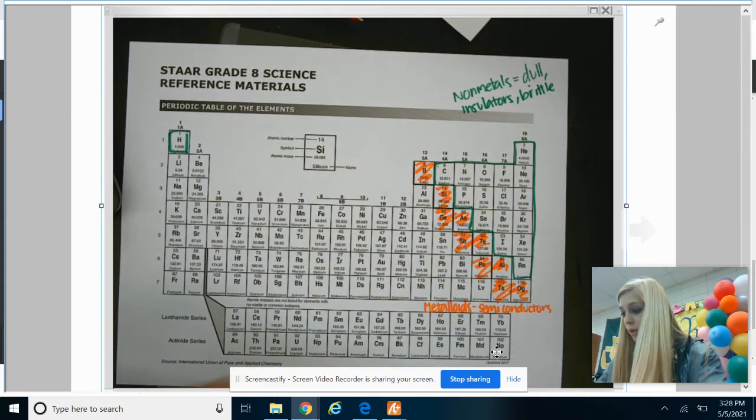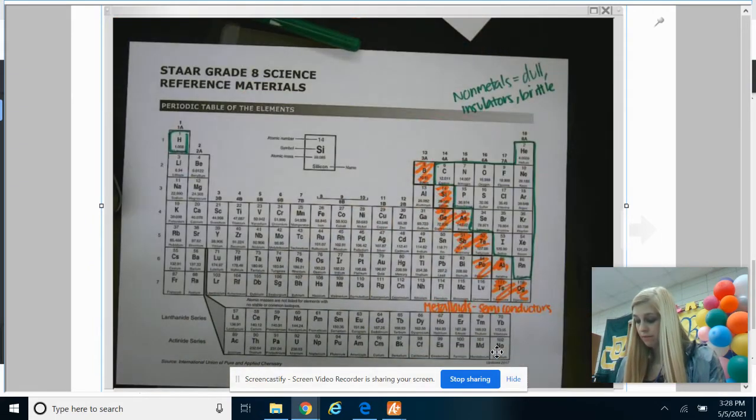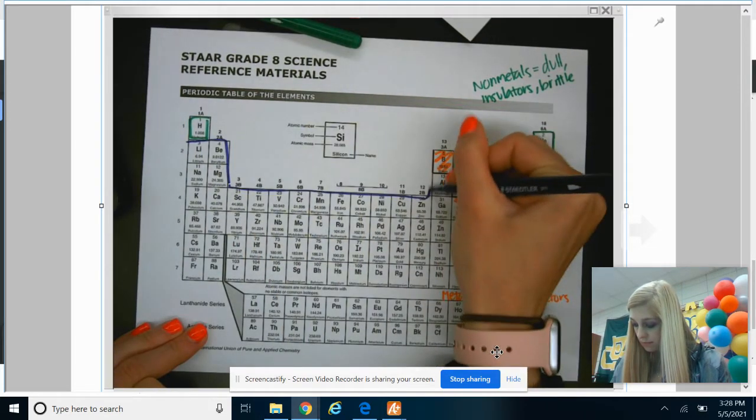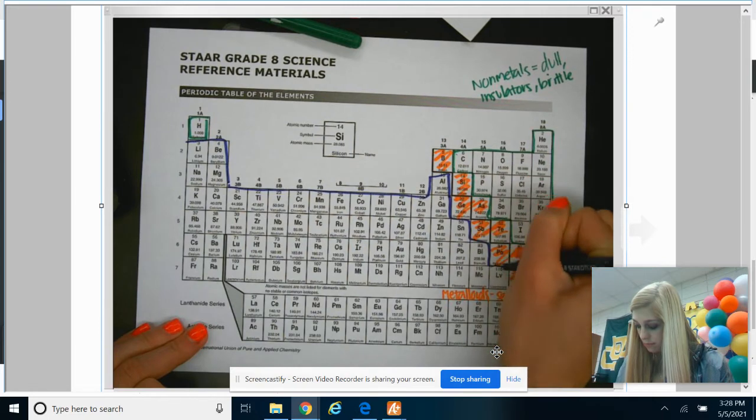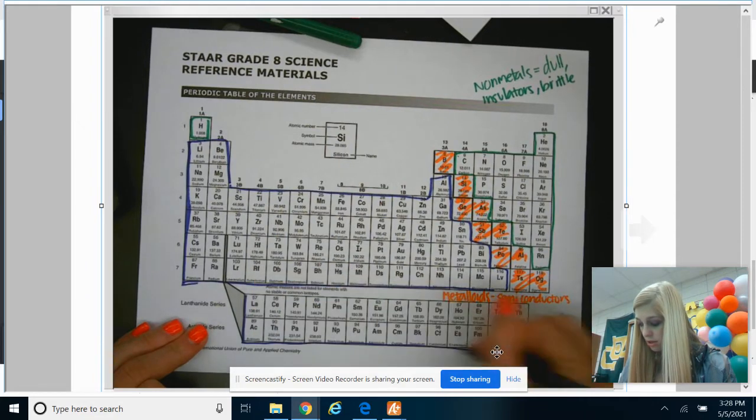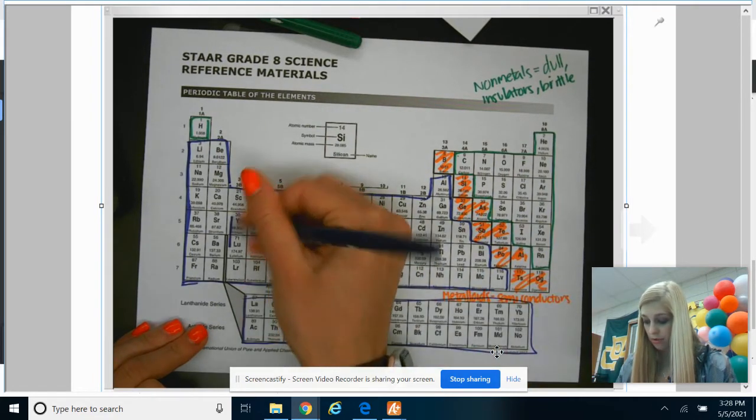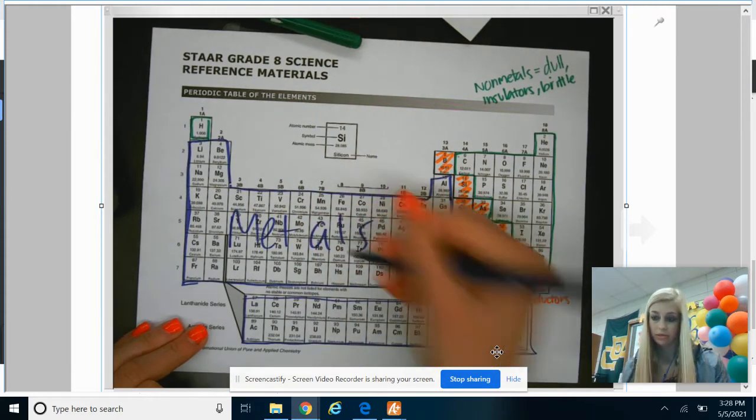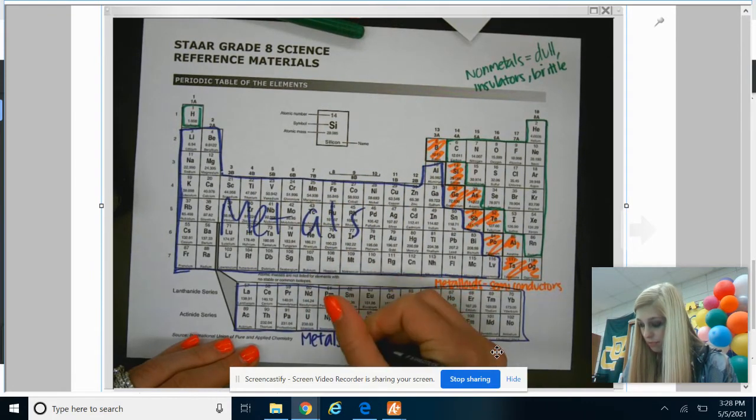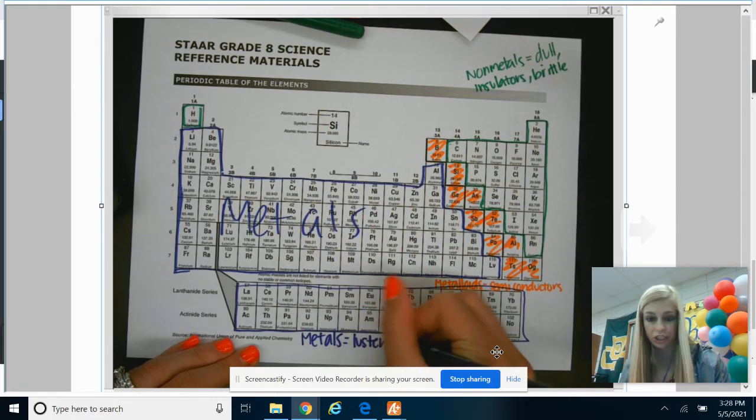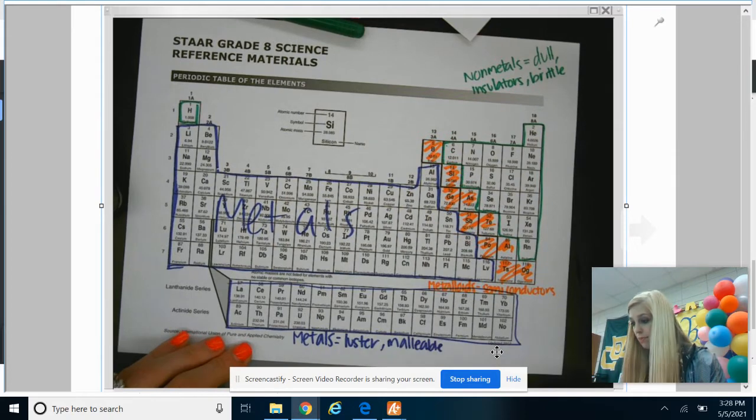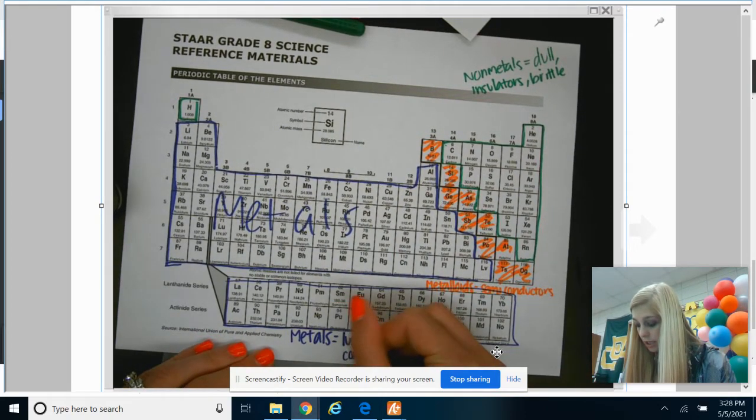All right, next we are going to outline all of the metals. Doesn't have to be perfect. And I would label on here metals. That's what I normally do when I'm writing in pencil, because you can still read it. Metals' main properties are that they have luster, they're shiny, they're malleable, which means bendable, and they are good conductors.